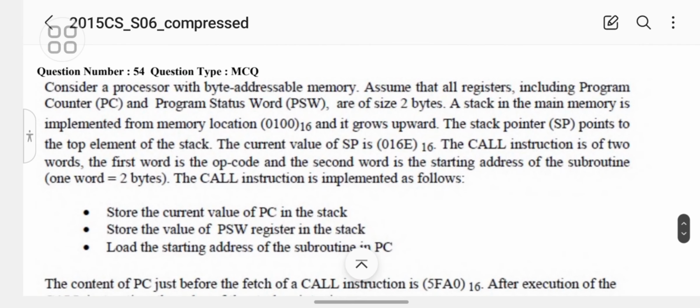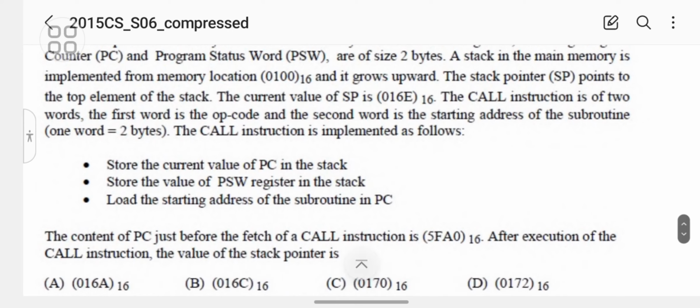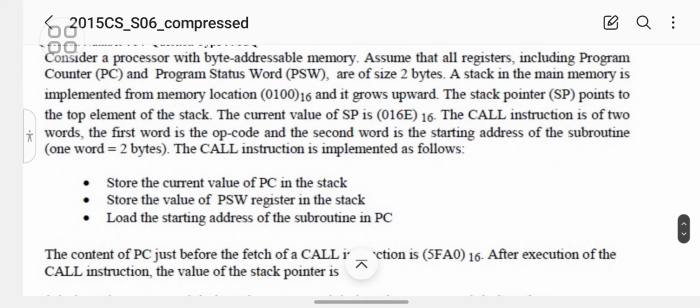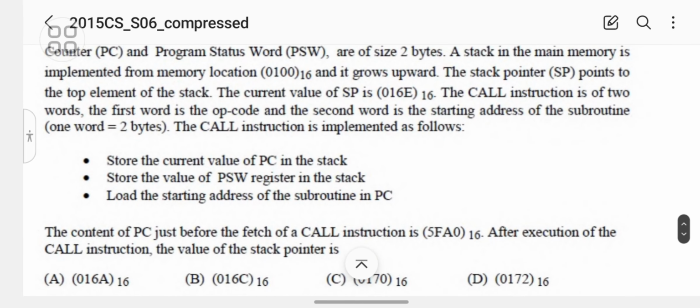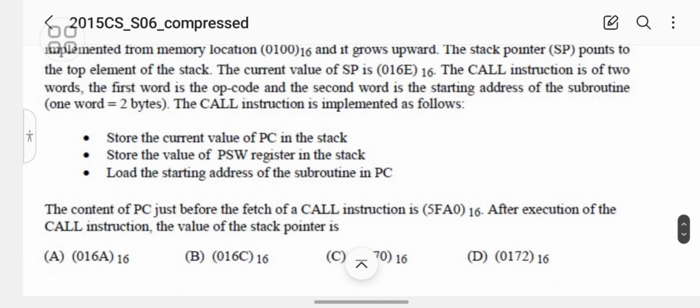Now question number 54: consider a processor with byte addressable memory. Assume that all registers, including the program counter PC and program status word PSW, are of size 2 bytes. A stack in the main memory is implemented from a memory location and it grows upward. The stack pointer SP points to the top element of the stack. The current value of SP is 016E.